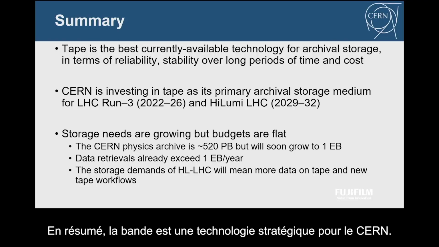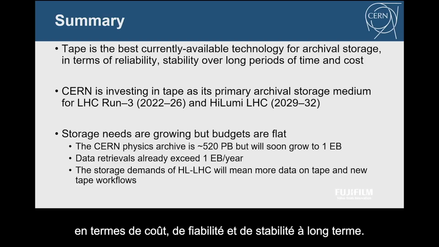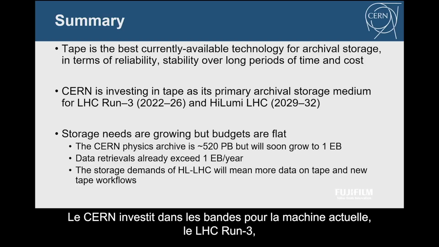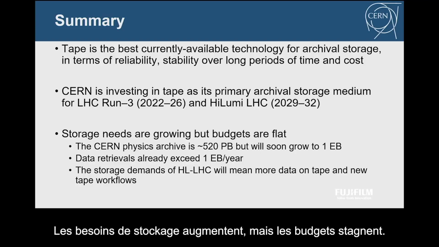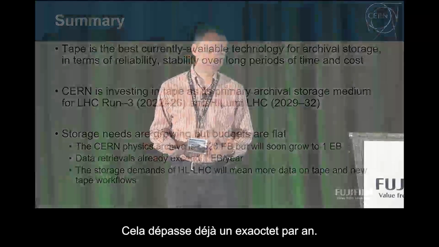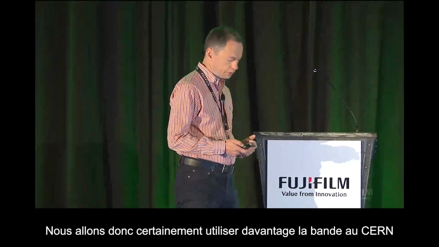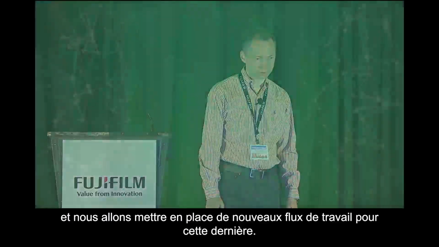So in summary, as I said, tape is strategic for CERN, because it's right now the best currently available archive storage device in terms of cost, reliability, and stability over long-term periods. CERN is investing in tape for the current run, LHC Run 3, but also for the high luminosity LHC up to 2030. Storage needs are growing, but the budgets are flat. So we need to look for solutions, and data retrieval never stops. It's already exceeding 1 exabyte per year. So we are definitely going to use tape more at CERN, and we are going to implement new tape workflows.